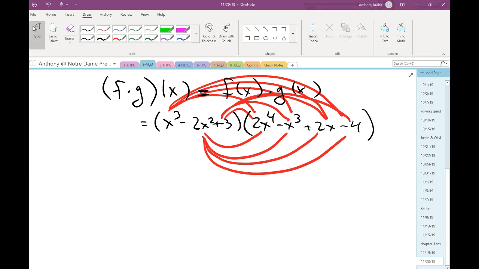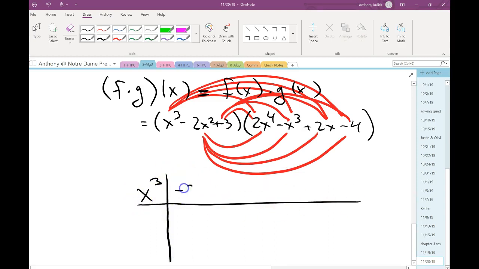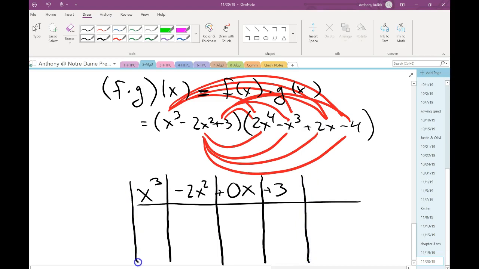So what I'm going to do is draw a grid where one polynomial is going to be the width of the grid, and the other polynomial is going to be the height of the grid. So let's use f as the width. So I have x cubed, and then minus 2x squared, and then I'm going to put a 0x there, and then I'm going to have the plus 3. You'll see why I put that 0x there in a moment.